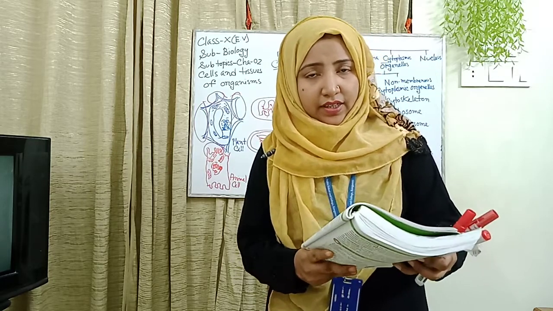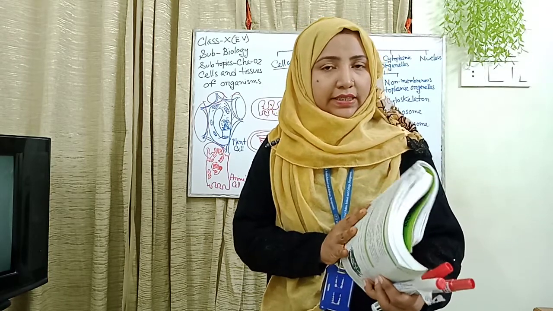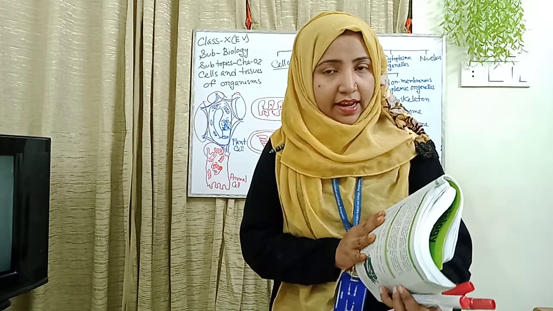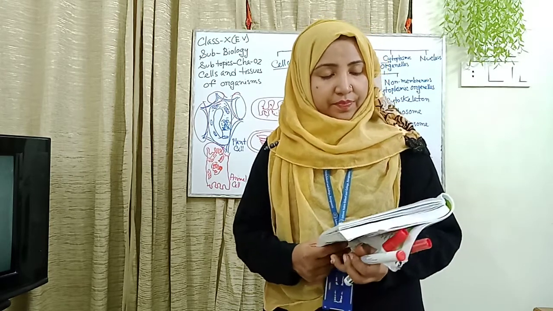First, xanthophyll. This color is yellow. Some are blue. This color is phycocyanin, and the phycoerythrin also colors red.